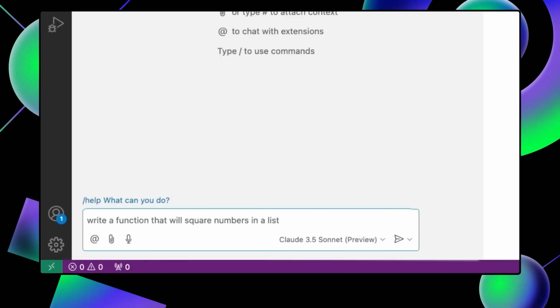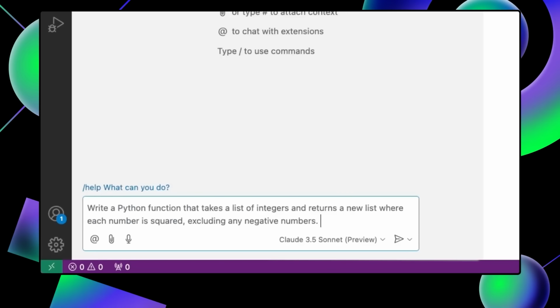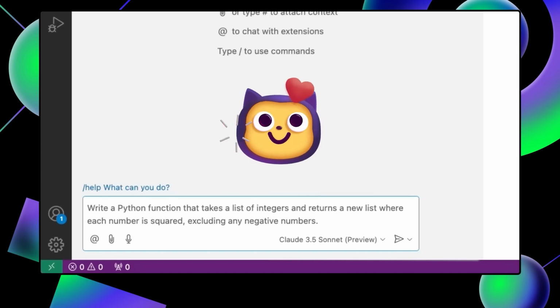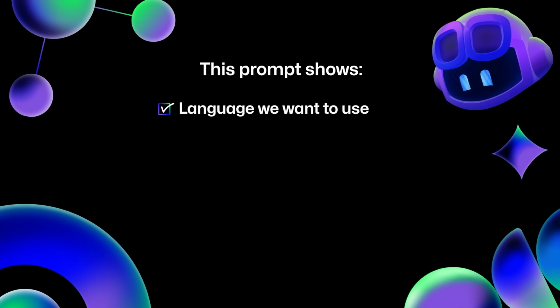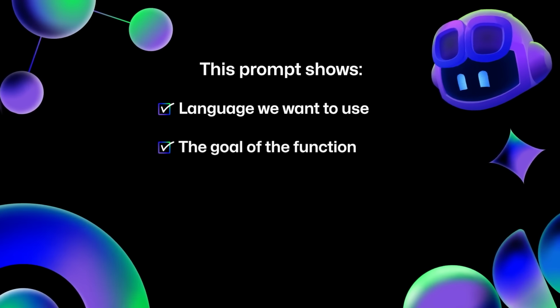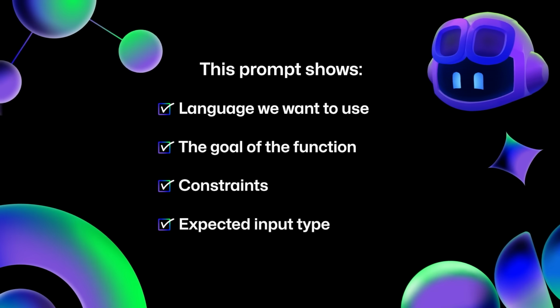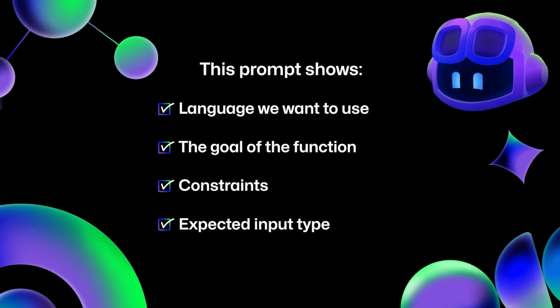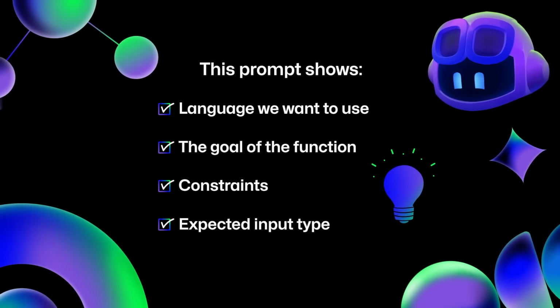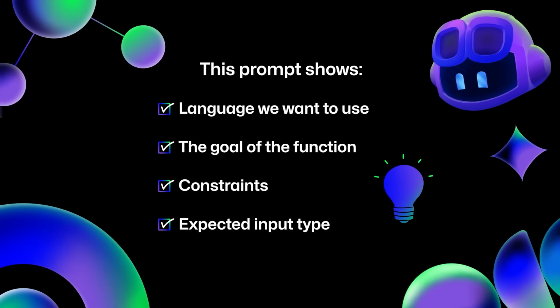Let's refine our prompt a bit. So we can say, write a Python function that takes a list of integers and returns a new list where each number is squared, excluding any negative numbers. Do you see the difference? This prompt is clear and specific about the language we want to use, what the function should do, what constraints there are, and the expected input type. By giving GitHub Copilot more context, the output will be more relevant to exactly what we want from it.